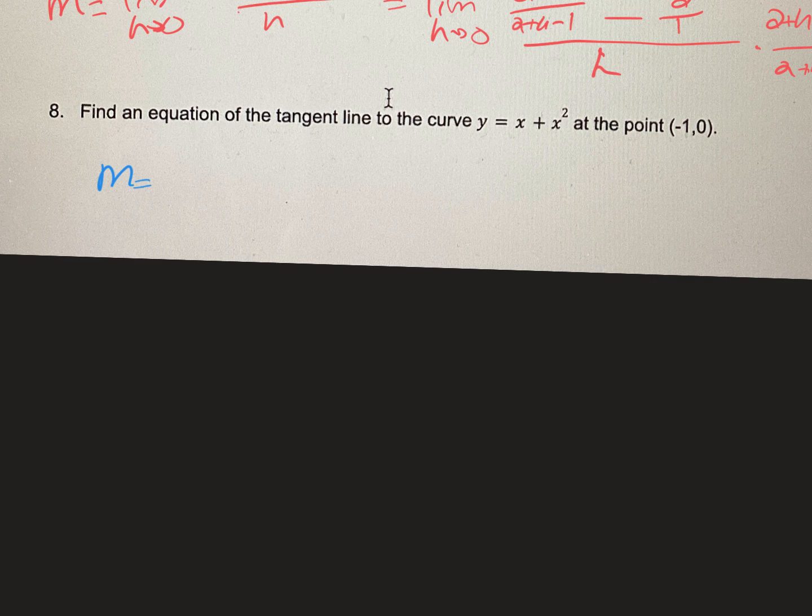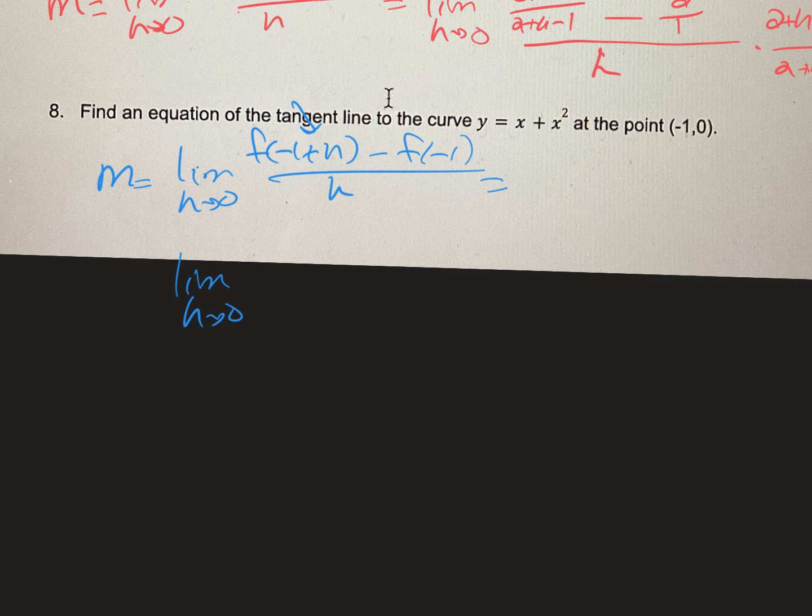And the slope is the limit as h approaches 0 of f of negative 1 plus h minus f of negative 1, all over h. I'm going to put that in. That's what I'm going to work out. So first thing I've got to do is plug in that negative 1 plus h. If I plug in negative 1 plus h, it's going to look like this right here.